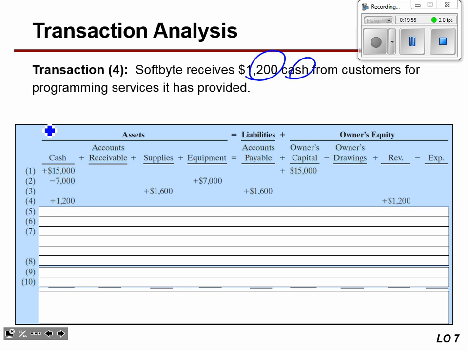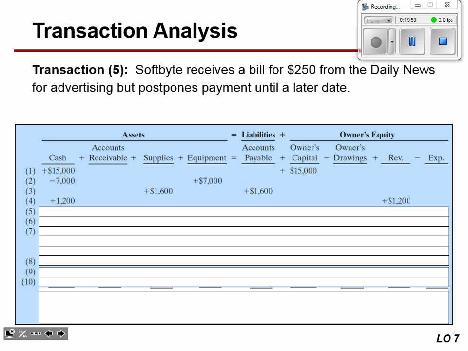Transaction 5. Here we go. SoftBite receives a bill for $250. A bill to me says somebody owes. We just got to figure out, is it us or someone else? The word bill to me says owe. $250 from the Daily News for advertising.